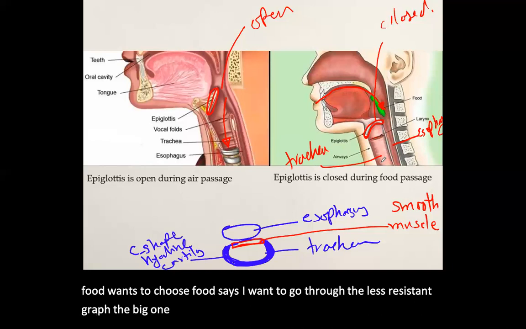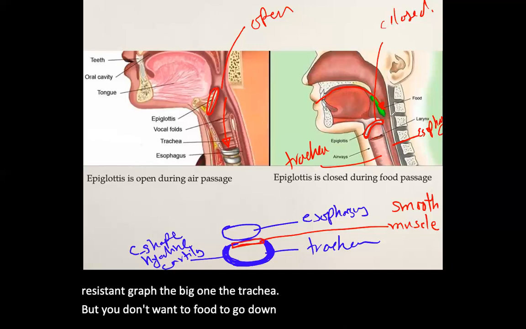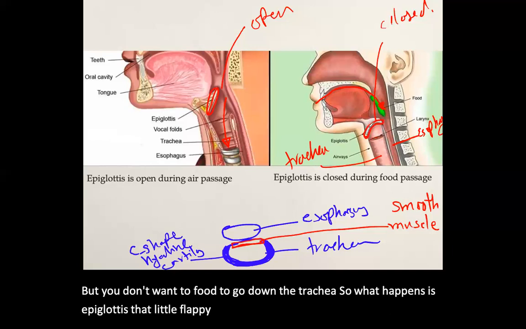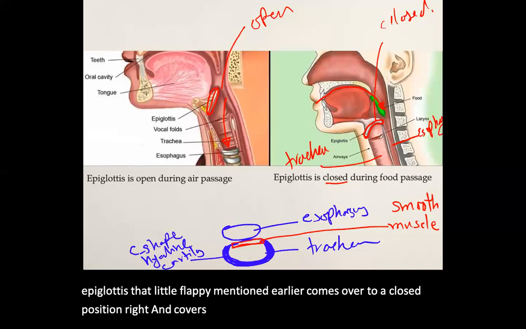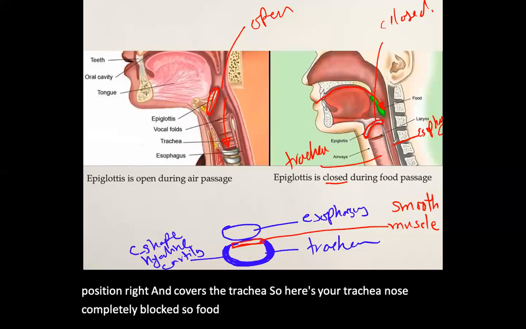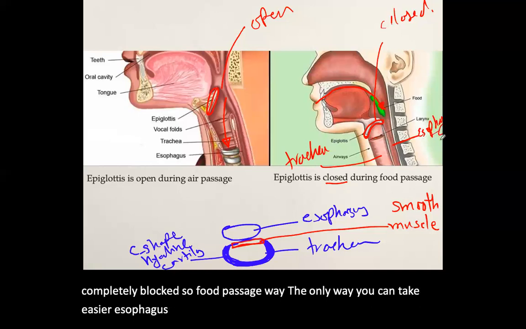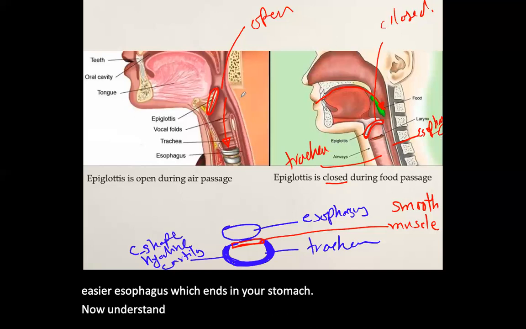But you don't want the food to go down the trachea. So what happens is the epiglottis, that little flap we mentioned earlier, comes over to a closed position, right? And covers the trachea. So here's your trachea, now it's completely blocked. So the only passageway food can take is your esophagus, which ends in your stomach. Now understand this again. If you are eating, the epiglottis wants to be closed.